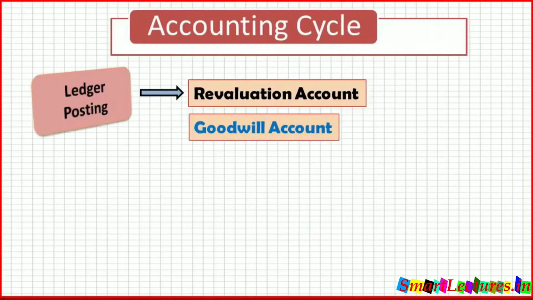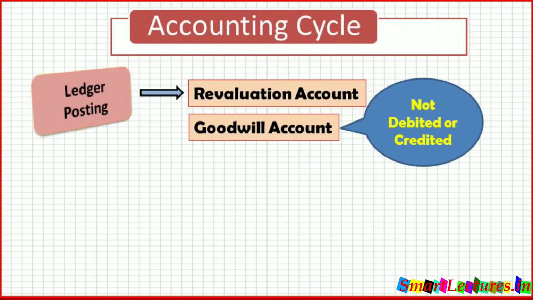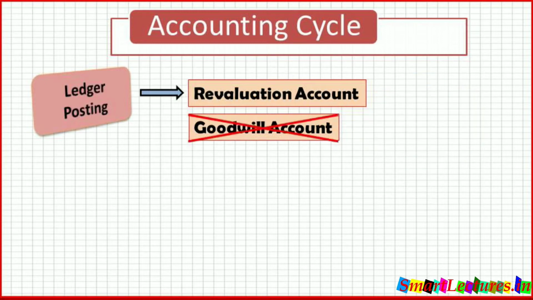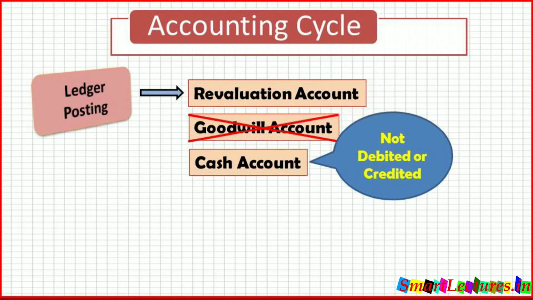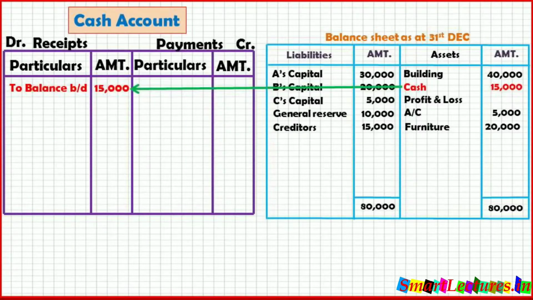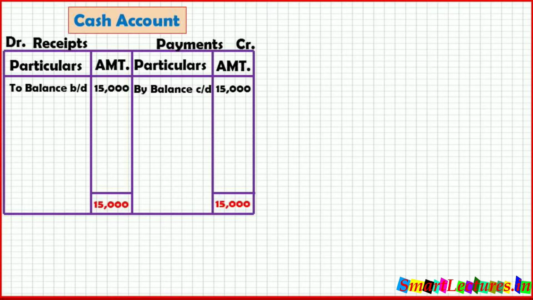Now, this is the turn of goodwill account. In the whole question, we have not debited or credited goodwill account. So, leave goodwill account. Then come to the cash account. We have not debited, we have not credited any cash account. So, you can avoid it or you can prepare the cash account. To balance BD 15,000 and by balance CD 15,000.